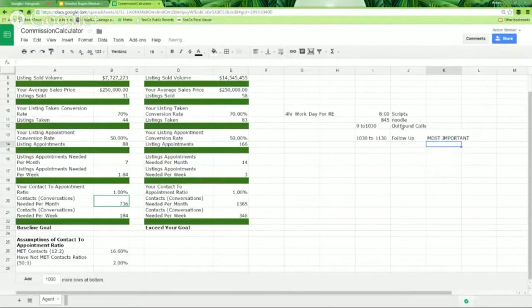Okay? You have to always do the outbound. This is where you make all the money. Always do outbound. Money. This fills the pipe. This pushes them down the pipe.